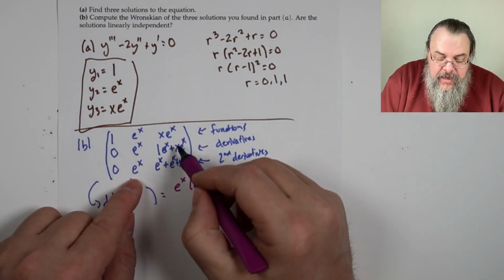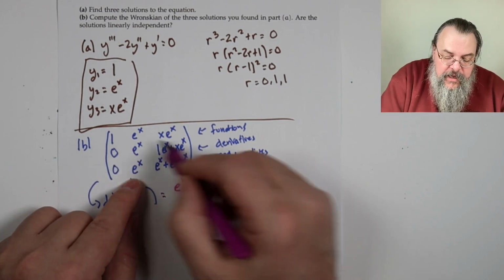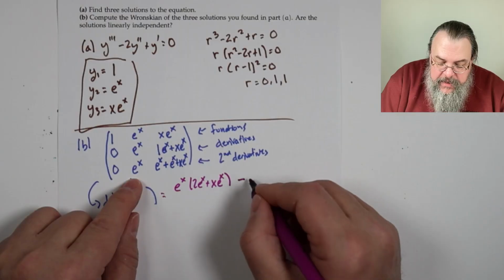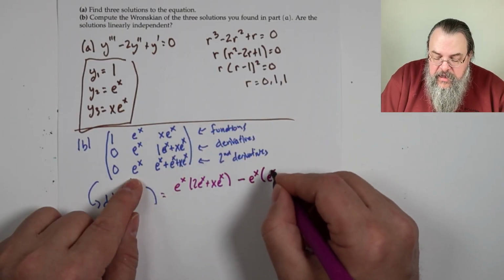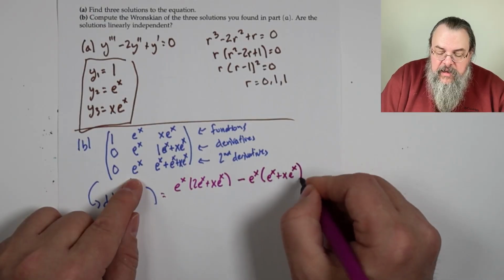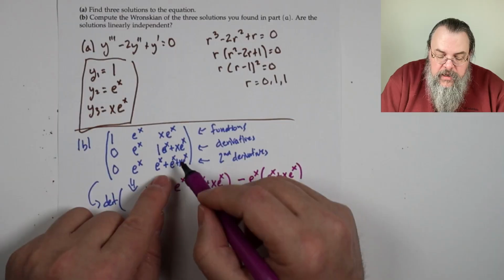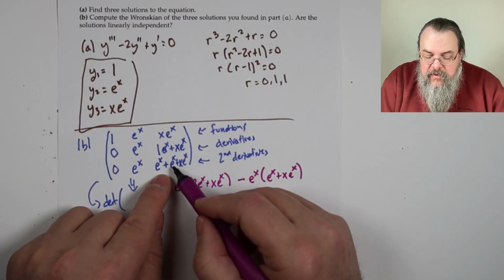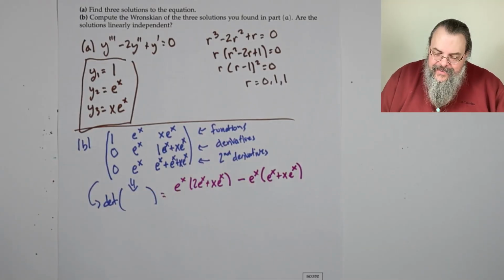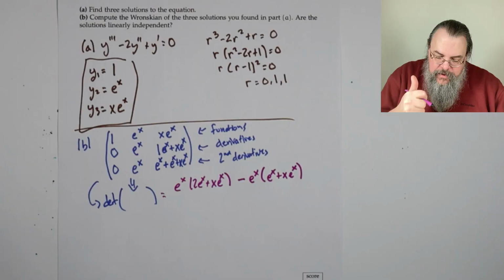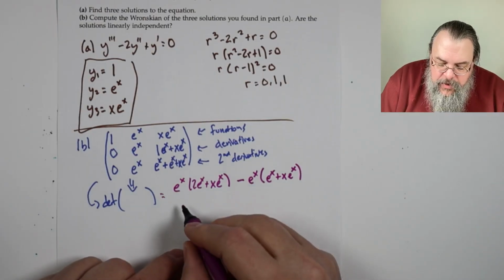All right, how about this column? e to the x plus x e to the x and 1. Okay, that's something. So minus, because we're going up, e to the x times e to the x plus x e to the x times 1. Okay, and then this last one, this 2 e to the x plus x e to the x times 0 times e to the x. Ah, 0. You're doing the Lord's work. All right, so what do we have?